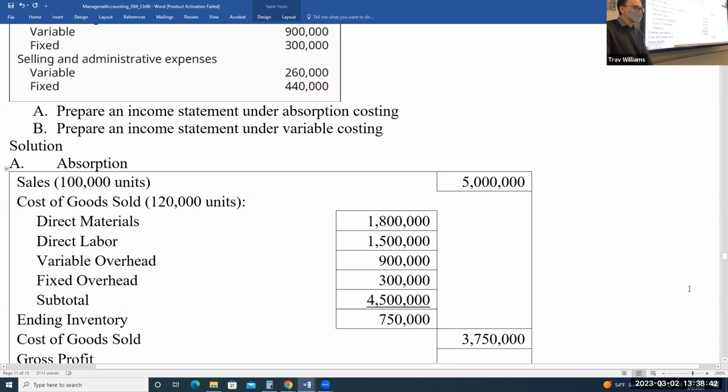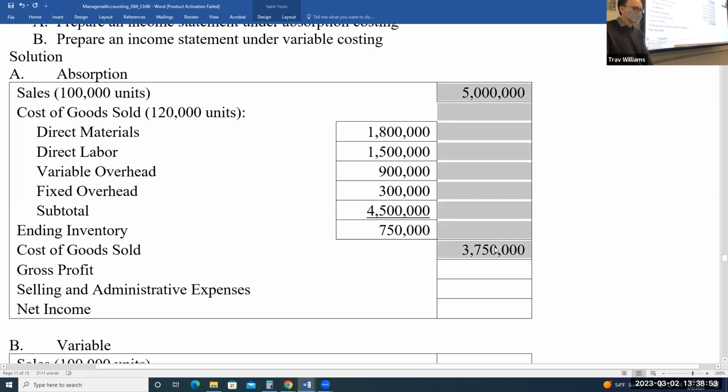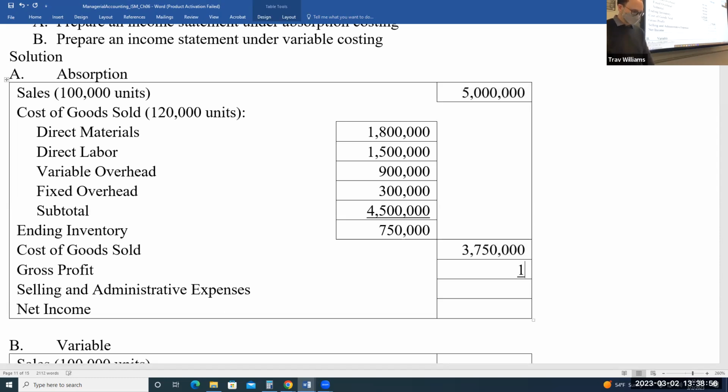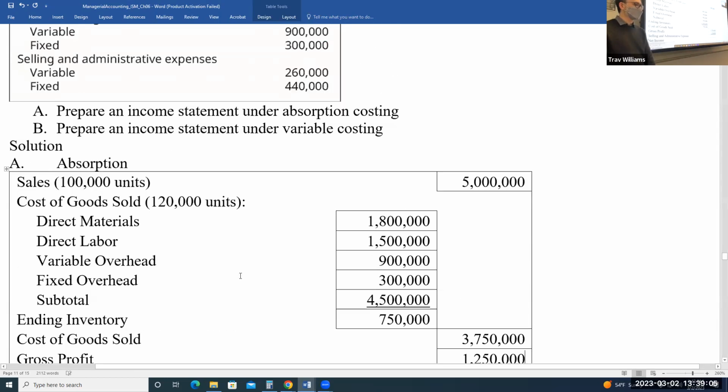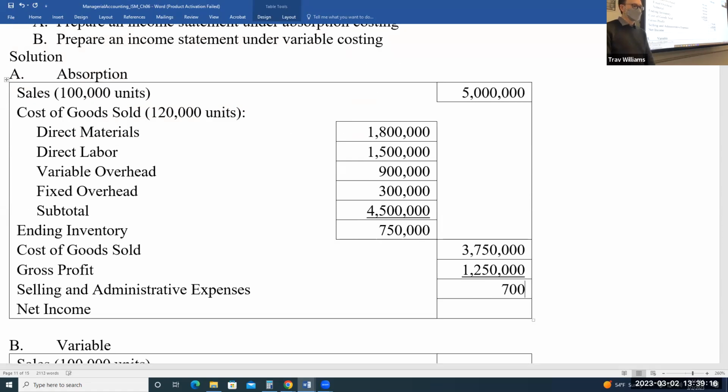What do you think is the next step here in this income statement? How do we figure out our gross profit? We subtract the cost of goods sold from the sales. Sales minus cost of goods sold gives us our gross profit, 1,250,000. Then we can subtract our selling and administrative expenses. Combined, that is $700,000, right? So we'll subtract $700,000, and that gives us our net income of 550,000.